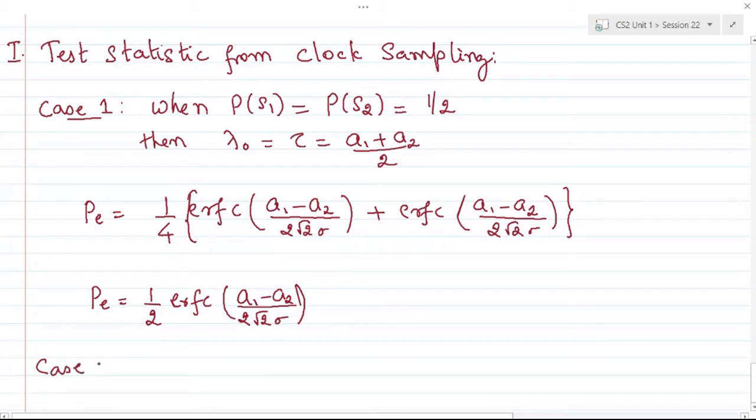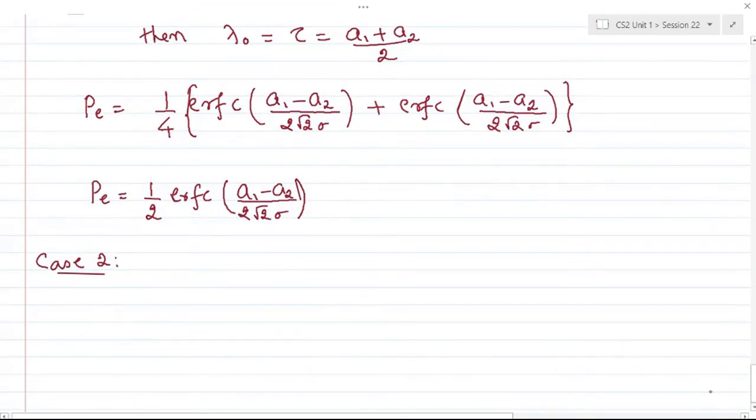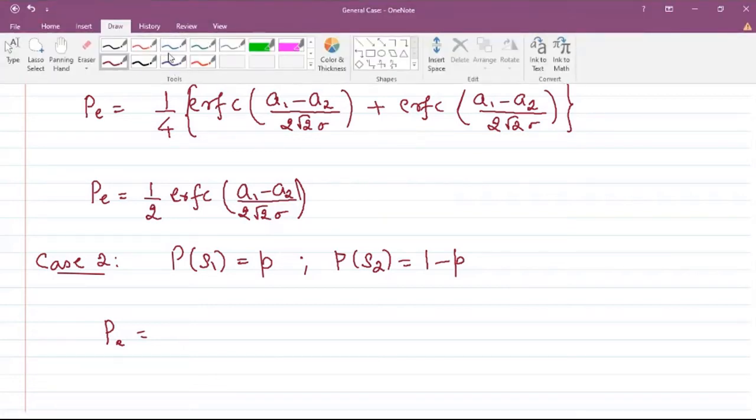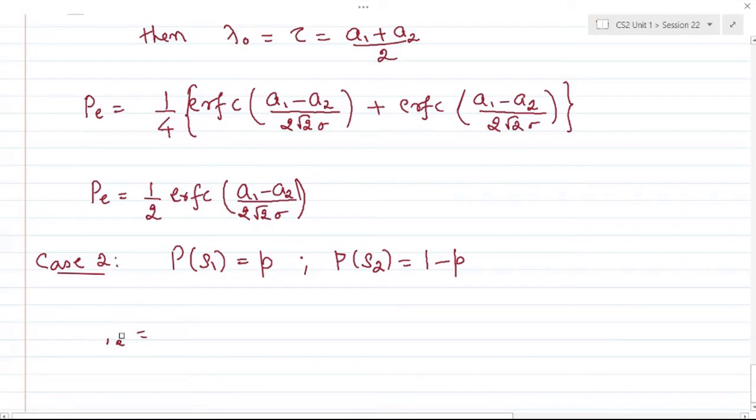So what would be the second sub case? We can have unequal probabilities. Say the probability of S1 is P, and since there are only two symbols, obviously the probability of S2 would be 1 minus P. So what would be the probability of error in that case? First we need to evaluate lambda, because we don't know what lambda is for this.